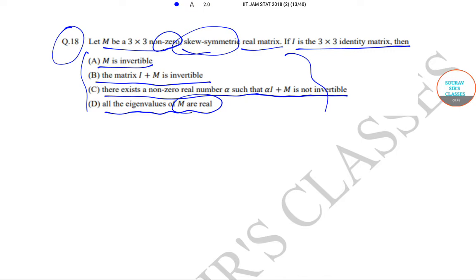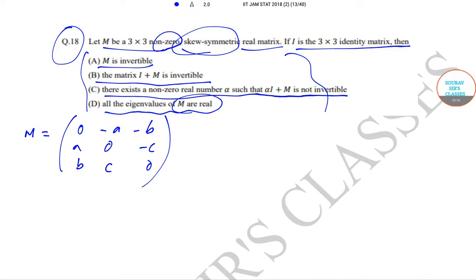Now we have been given that M is a skew-symmetric matrix. So we can take an example of a skew-symmetric matrix of the formation 0, minus A, minus B; A, 0, minus C; B, C, 0. Okay, so this is the formation.